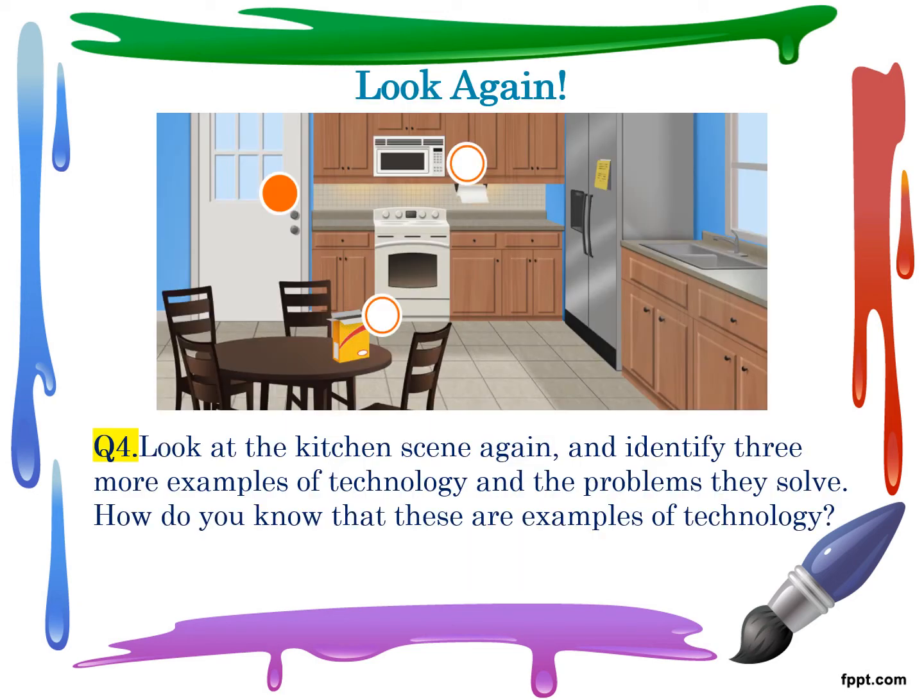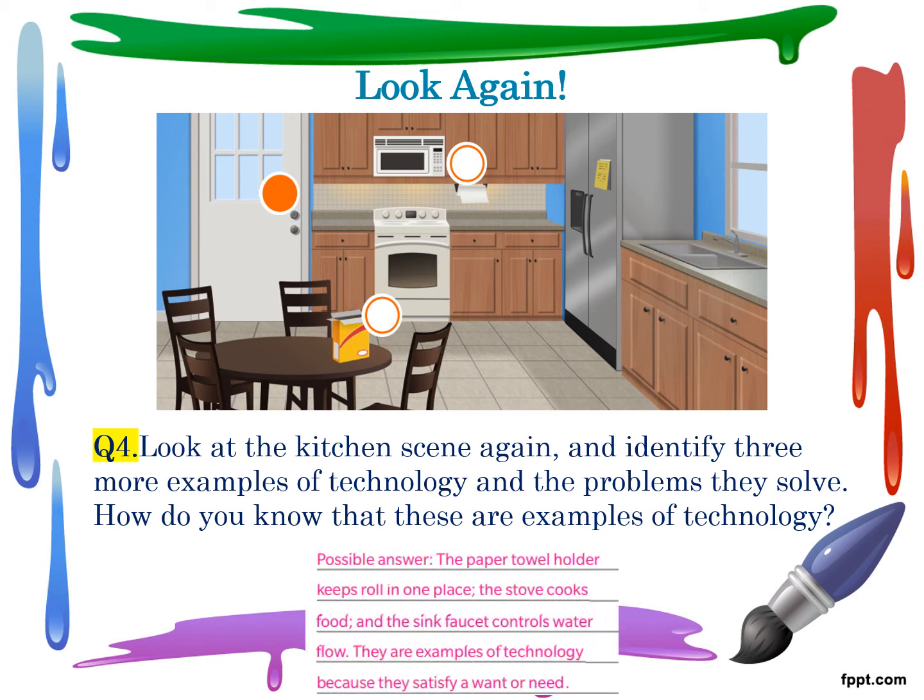Now, let's solve question number 4. Look at the kitchen scene again and identify 3 more examples of technology and the problems they solve. And how do you know that these are examples of technology? Okay, so you can think of several examples, but here are some possible answers. First, the paper towel holder, which is here, keeps the roll in one place. And then the stove cooks food, and the sink faucet controls the water flow. And these are examples of technology because they satisfy a want or a need.